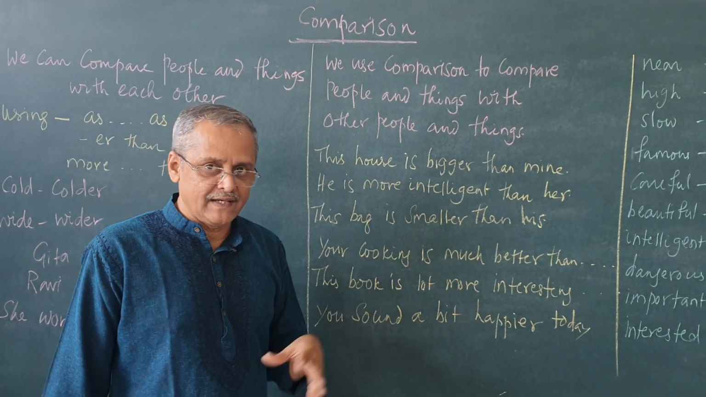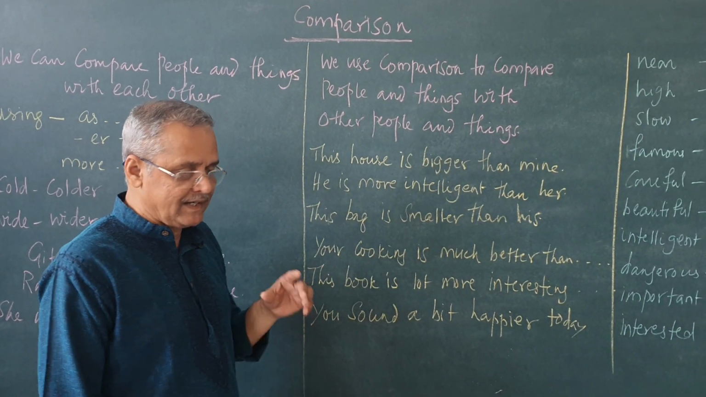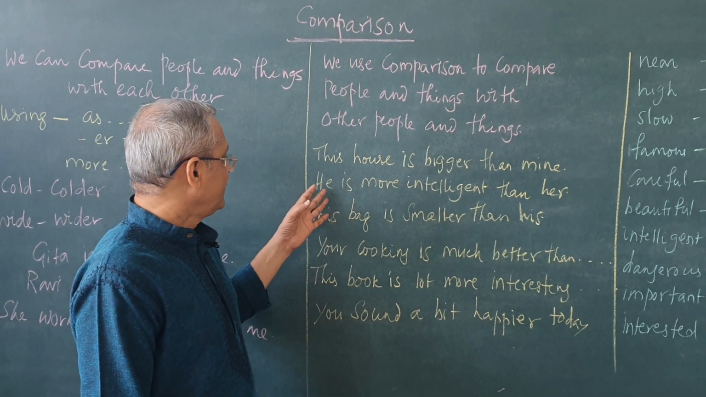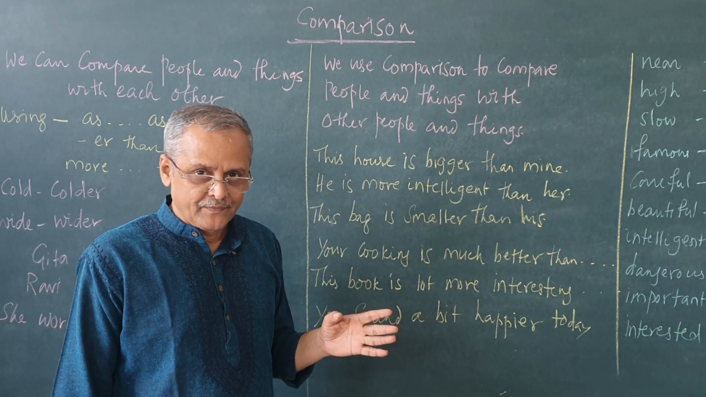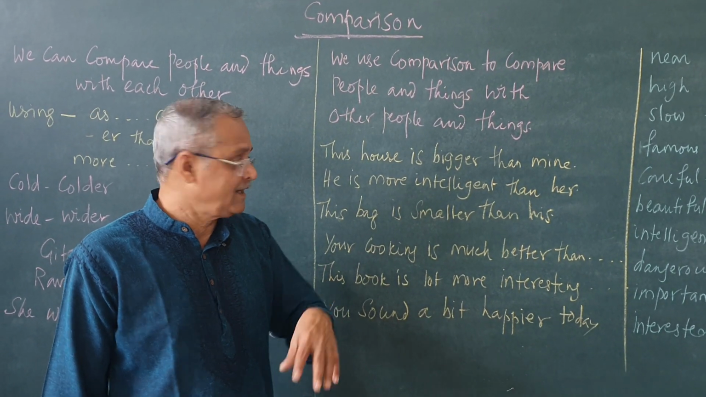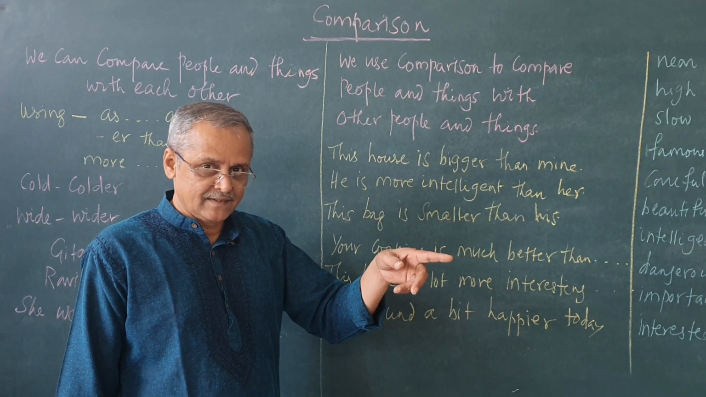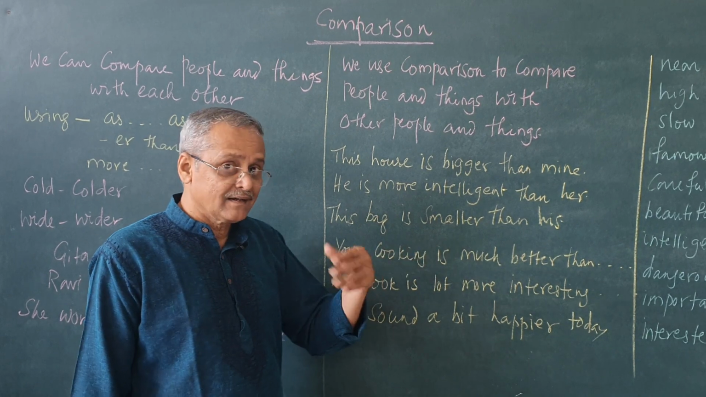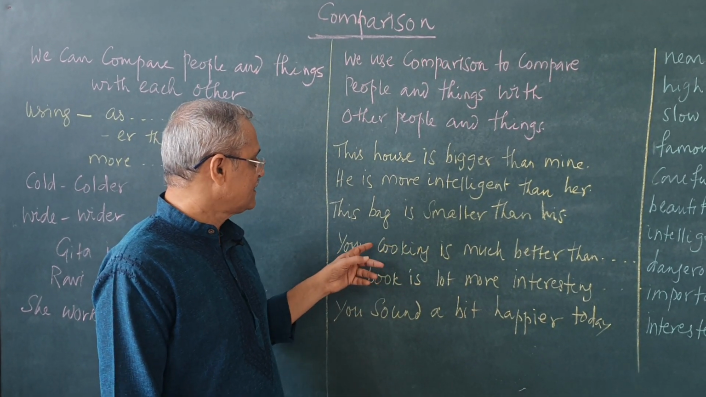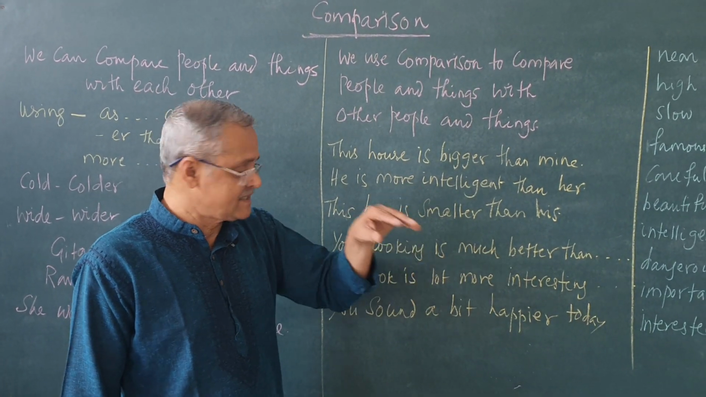This house is bigger than mine. This house is bigger than mine, means that my house is smaller than this house. That is the meaning. He is more intelligent than her, meaning that she is less intelligent than him. This bag is smaller than his. This bag is smaller than his bag, that is the meaning. And the other way, his bag is bigger than this bag.